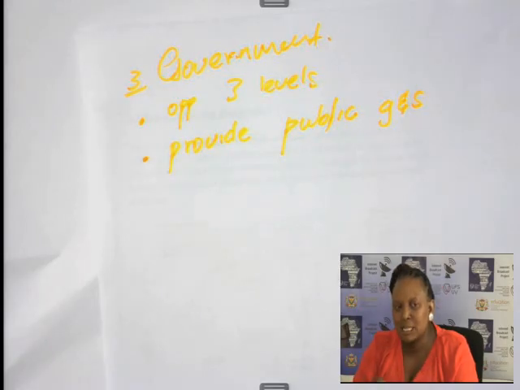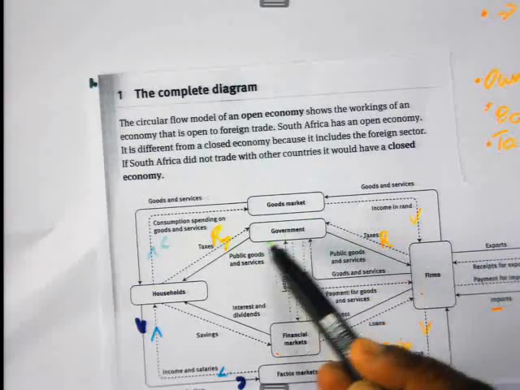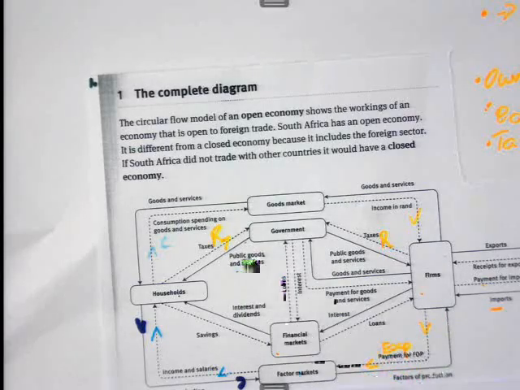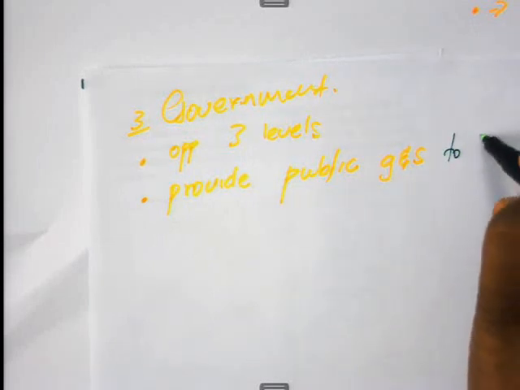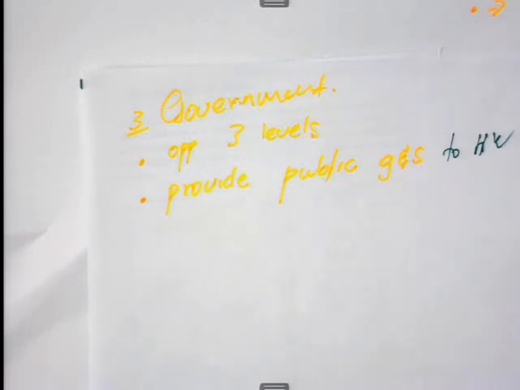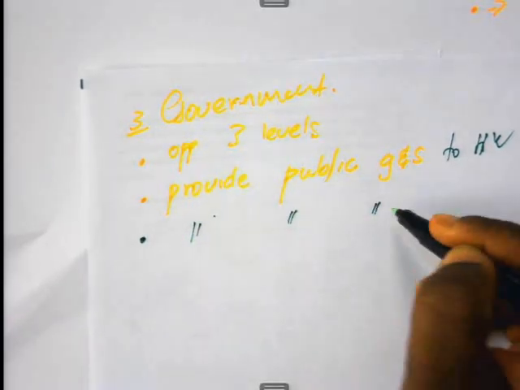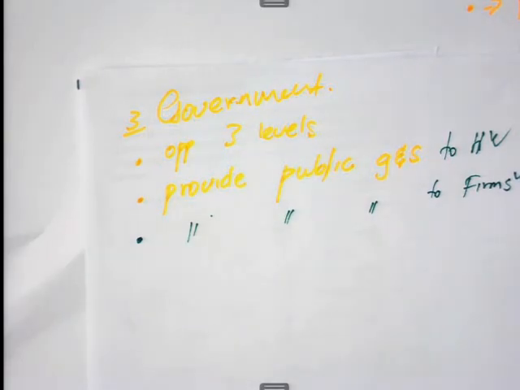Because your question must be related to the illustration. And we're having arrows there. Government, there is a flow from government to the household, the flow of public goods and services. So you must mention that the government provides public goods and services to household. You get your 2 marks. Then you go to the next bulletin. The government provides goods and services to firms. You get 2 marks again. So out of 1 keyword, provision of public goods and services, you can score 4 marks.